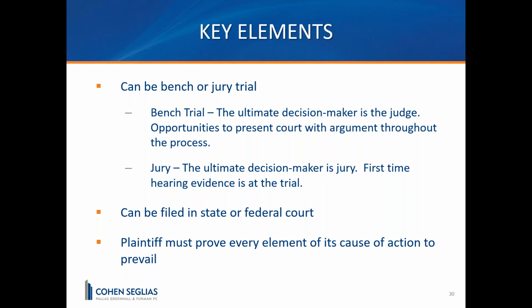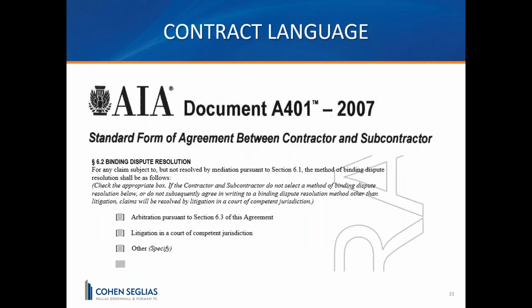There are only certain instances where a complaint can be filed in federal court, such as if there's diversity jurisdiction, where you have to meet a threshold amount for the dispute, and the parties have to be residents of different states. But in any state court or federal court action, this is much different than arbitration. You actually have to prove every element of a cause of action to prevail.